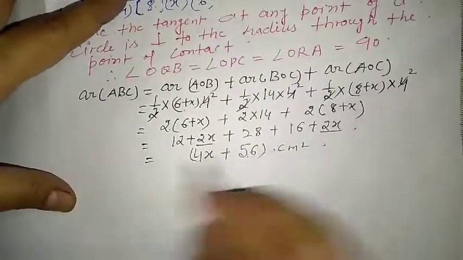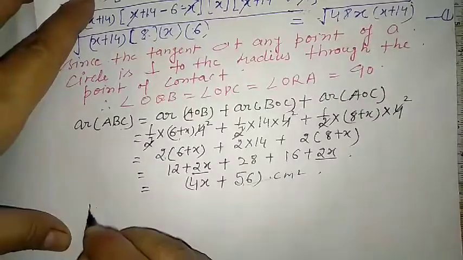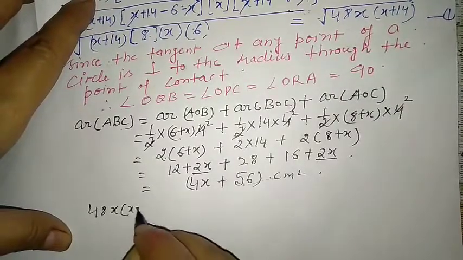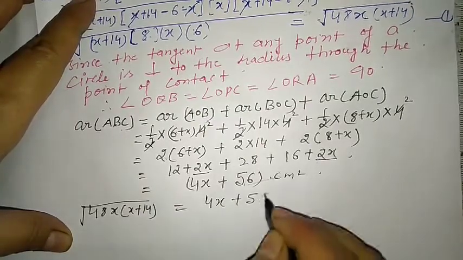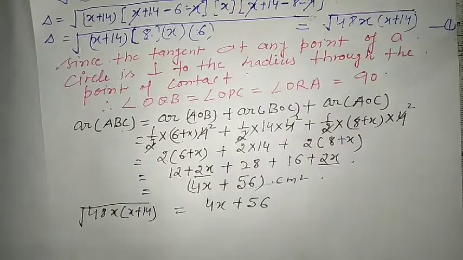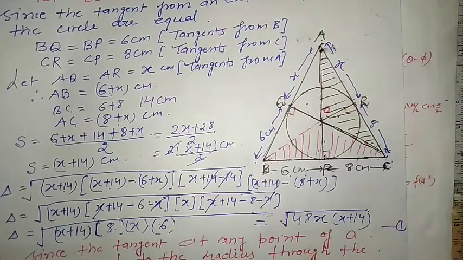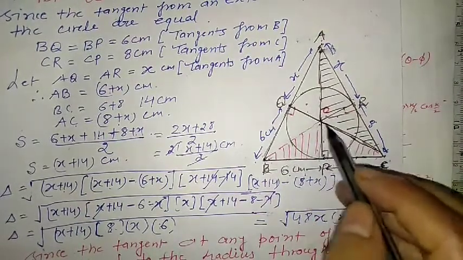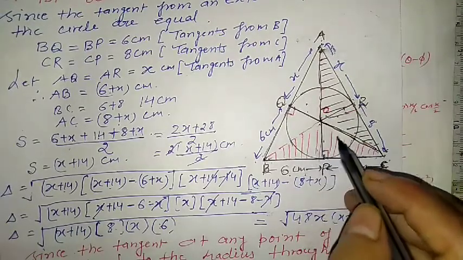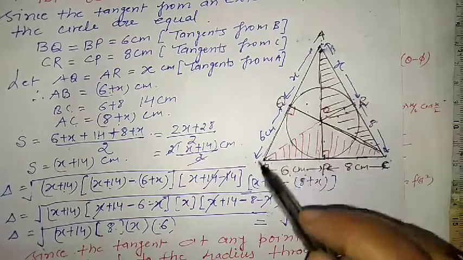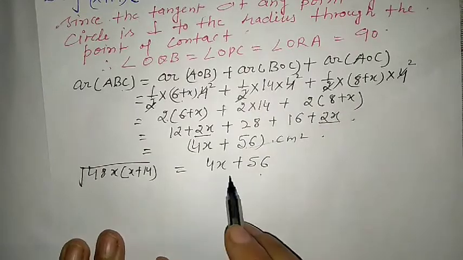Now using 1, area of ABC, that we have 48x into x plus 14. This is 48x into x plus 14 is equal to 4x plus 56. Got it till here? So first we have found here the area of the triangle ABC with the help of Heron's formula. Then we have joined here all the vertices with the center and the perpendicular. Then we got 3 triangles. The sum of the areas of these 3 triangles is equal to the area of the triangle ABC. So we got this answer till here. Now we have to solve this for x.